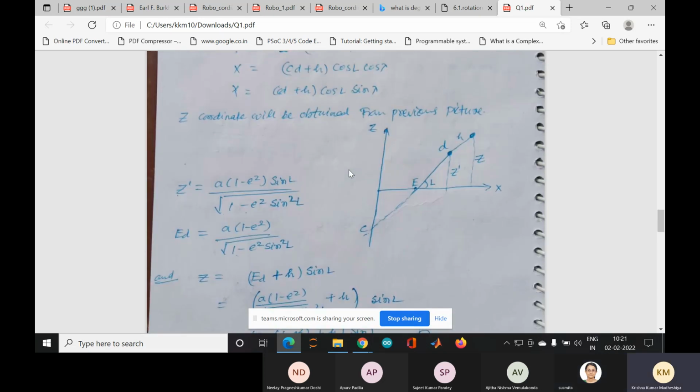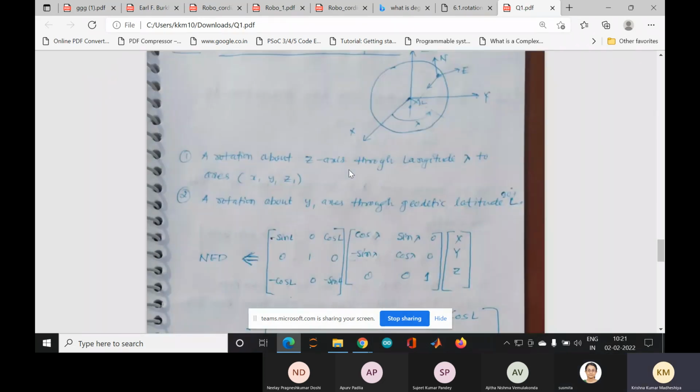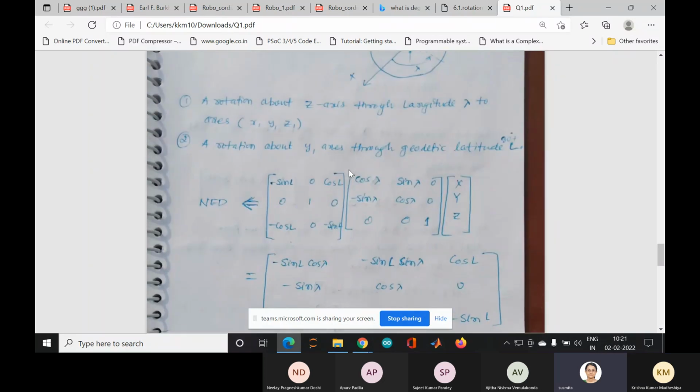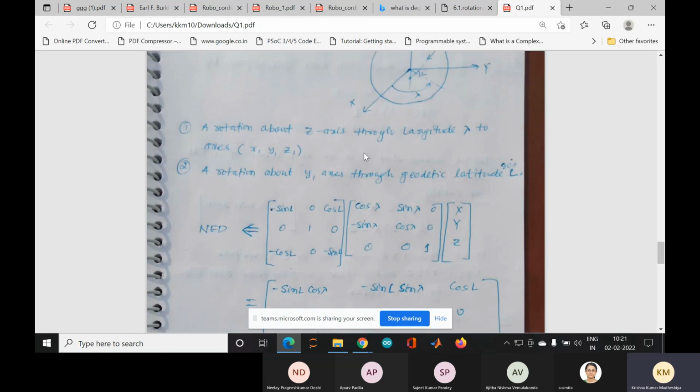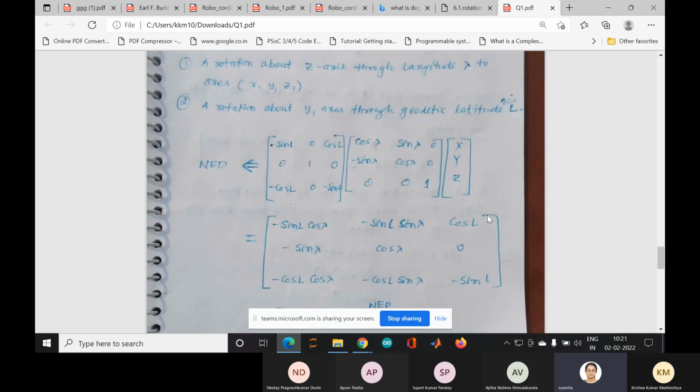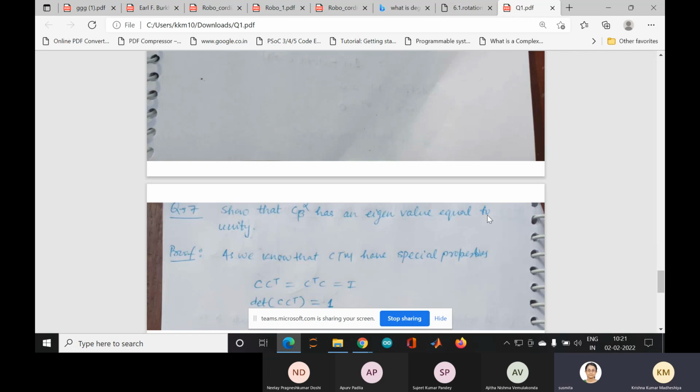Then next. This is question number 6. And you should do that immediately after the class, okay? Yes, ma'am. So actually, I'm rotating. We are going from ECF to NED frame. So I'm rotating Z axis through lambda angle, and then the... No, this will not give you. In the northern hemisphere, you cannot do it. You require a pitch which is greater than 90 degrees. It's not correct.